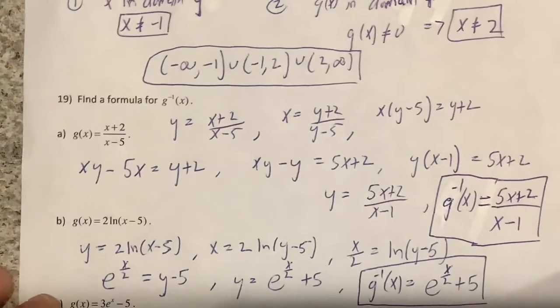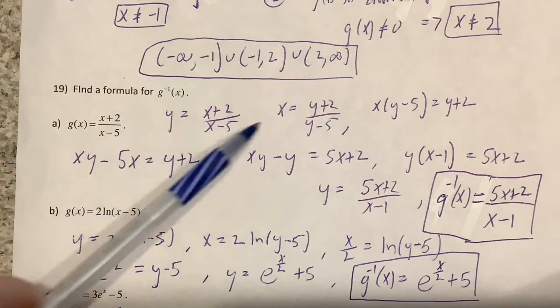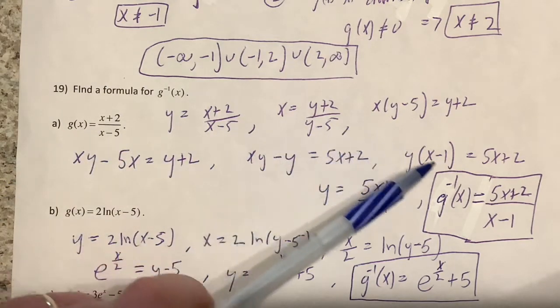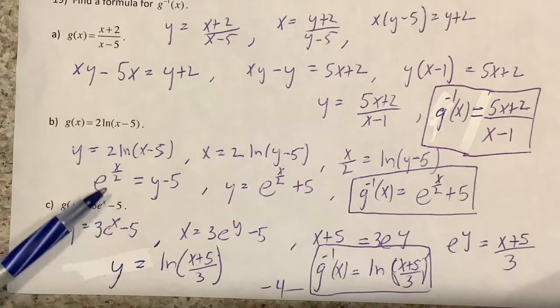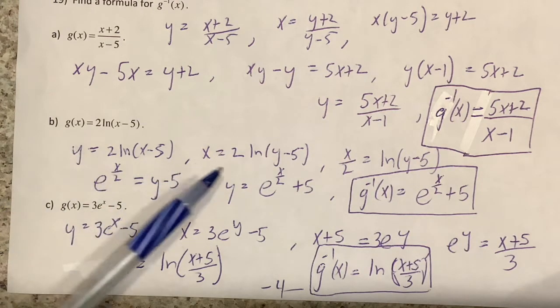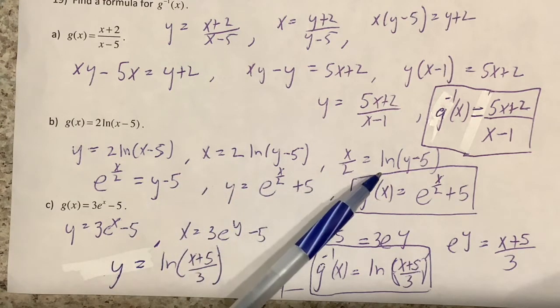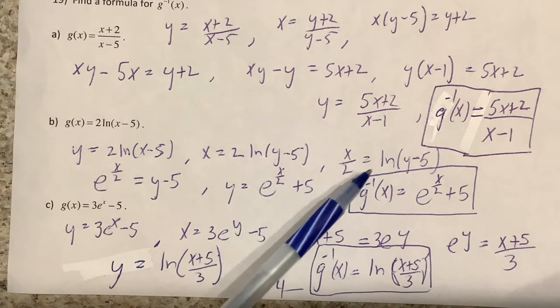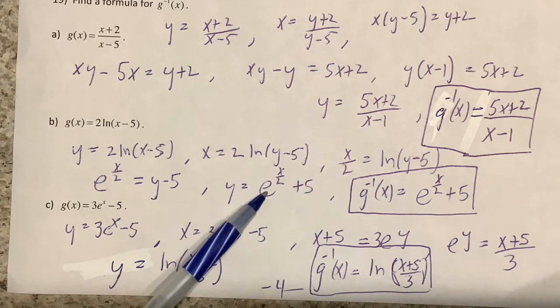Finding inverse functions, the way you find the inverse function is you let y be g of x, you switch x and y, and then you solve for y. You get this. Now for these other two, this is something you should be able to do for sure. For this function, how do you find the inverse function? Well, let it be y. Now you switch x and y. Now to solve for y, you would divide by 2, and then you could either use the definition of logarithm or you could raise e to both sides, and you get this, and then you add 5. So this is the inverse function. g inverse of x is e to the x over 2 plus 5.